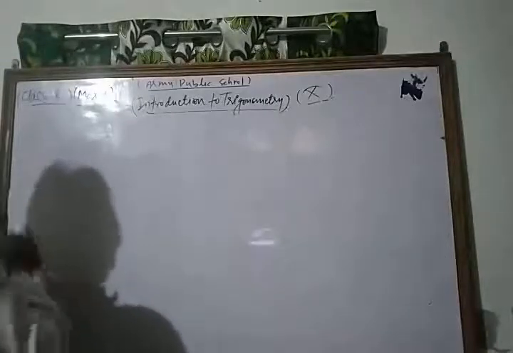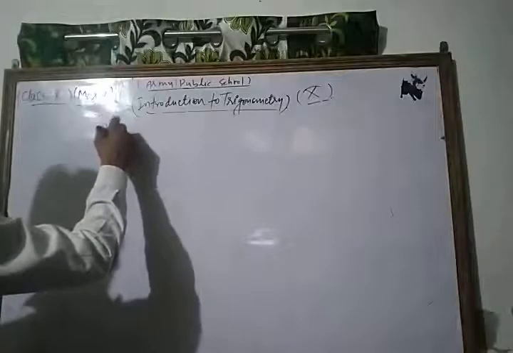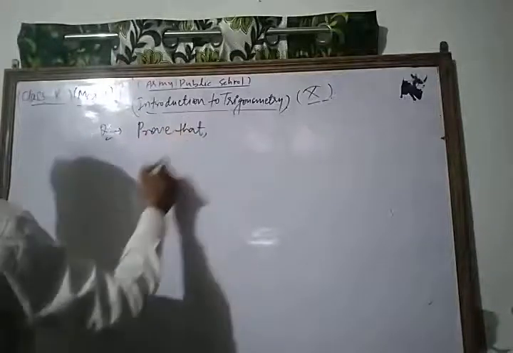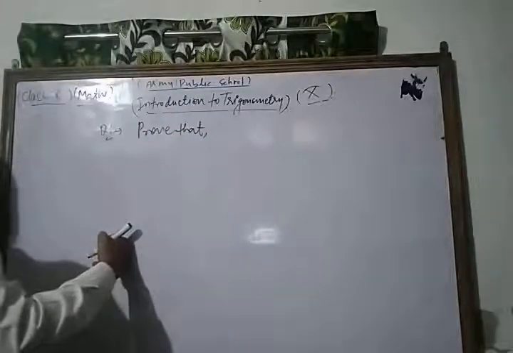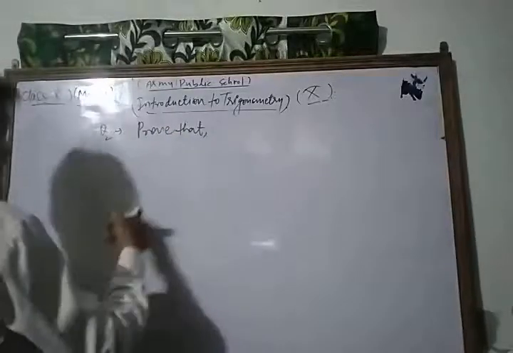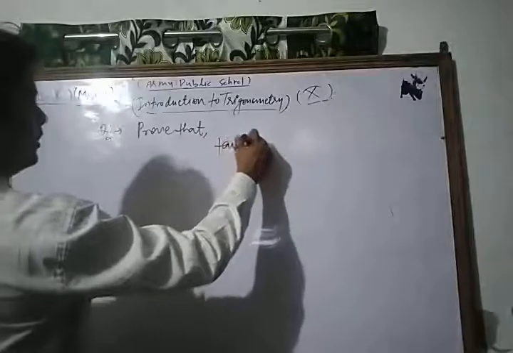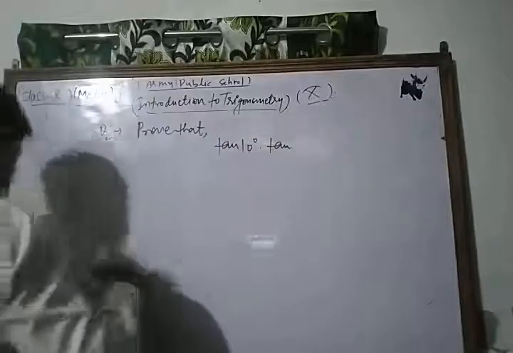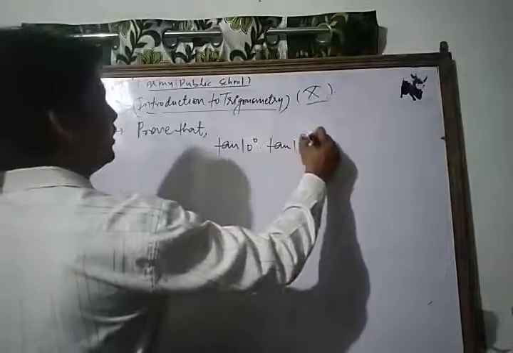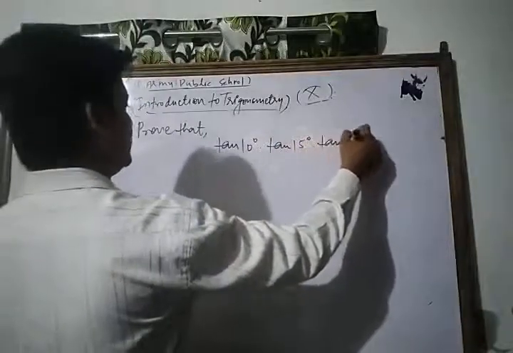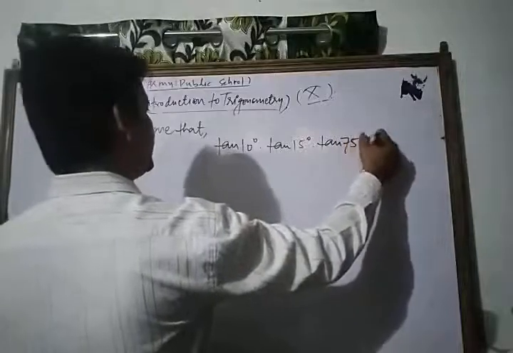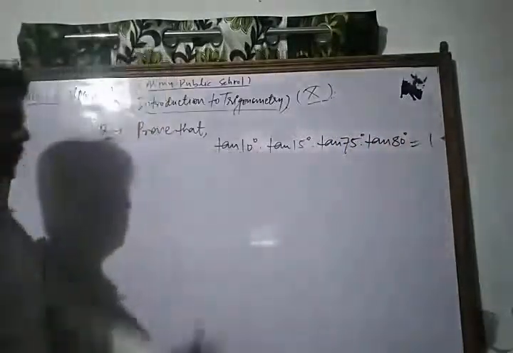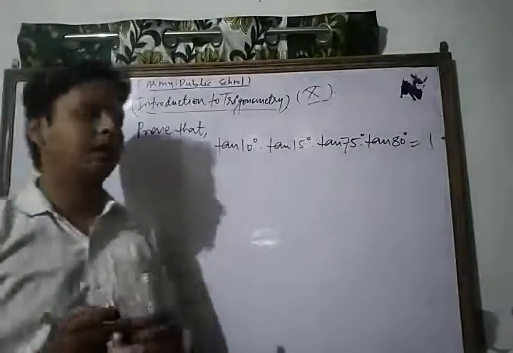Prove that tan 10° tan 15° tan 75° tan 80° is equal to 1. Okay, this is the question here.